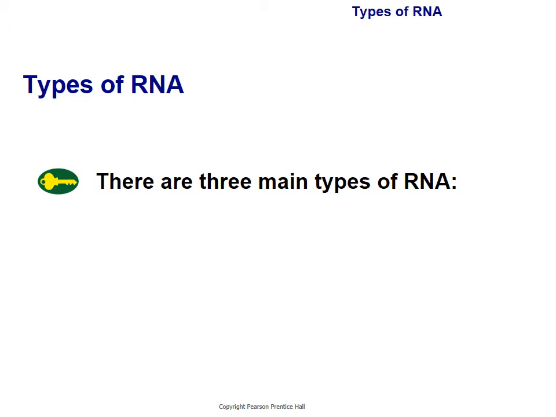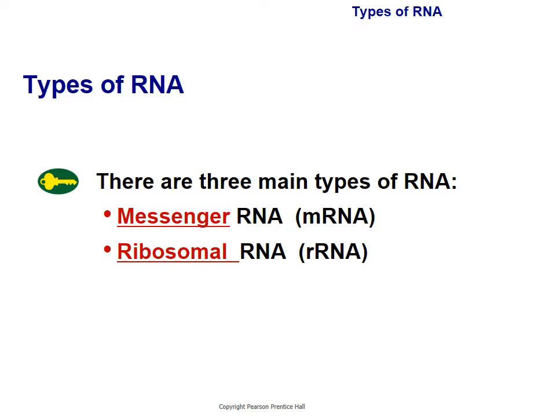There are 3 types of RNA that you're responsible for knowing. First one is known as messenger RNA, which stands for mRNA. We'll go over each one separately in a second. Second one is known as ribosomal RNA, or rRNA, which I hope you can tell is clearly part of the ribosome, since it's called ribosomal. And the last one is known as transfer RNA, or tRNA.